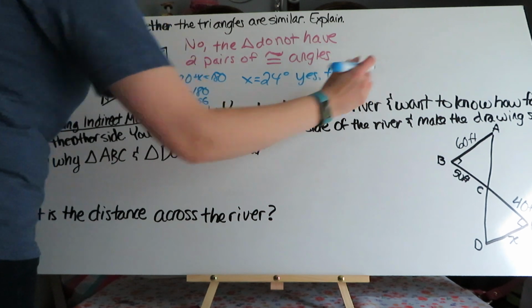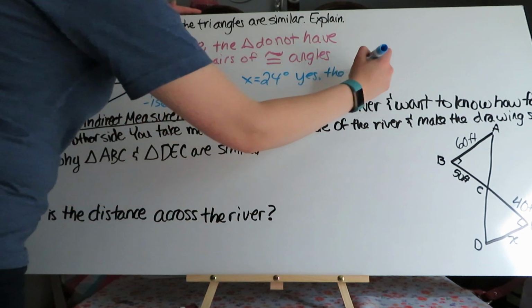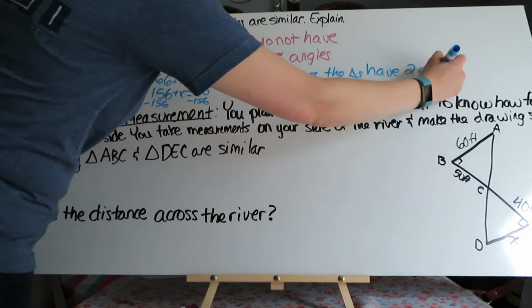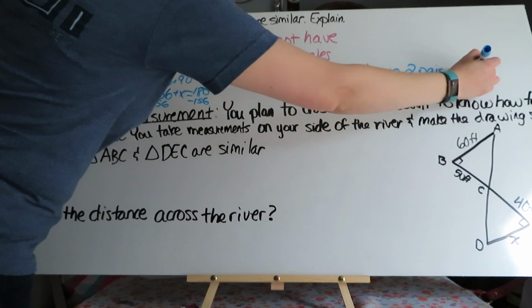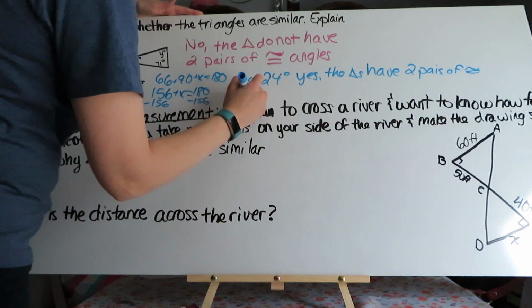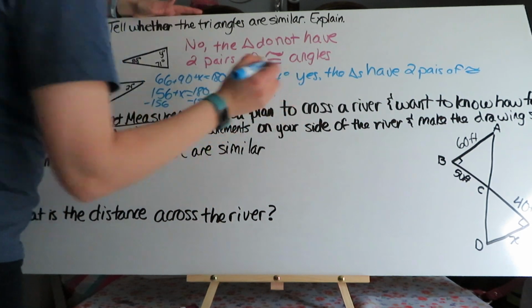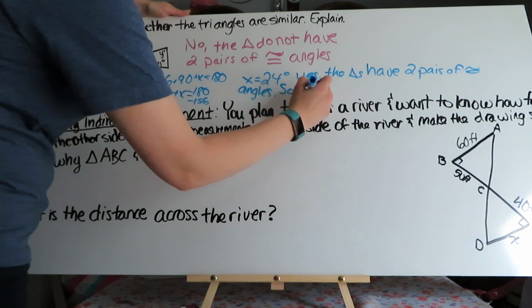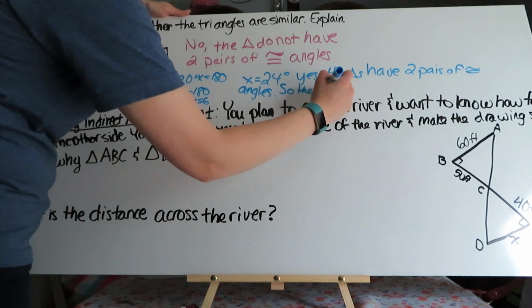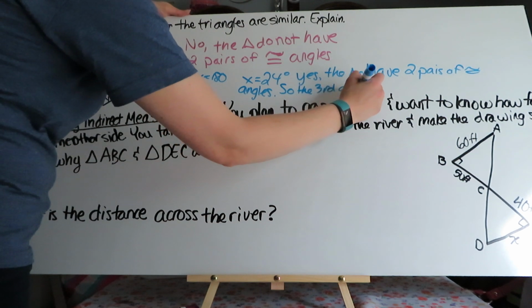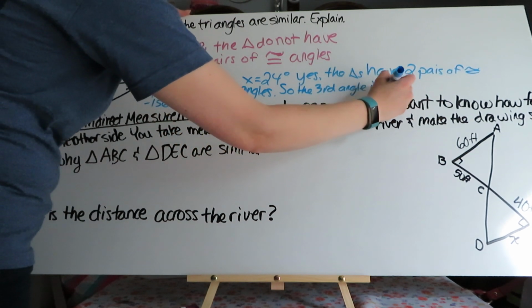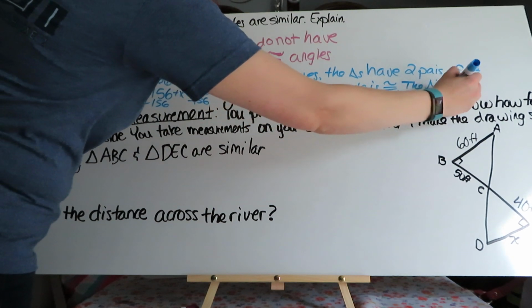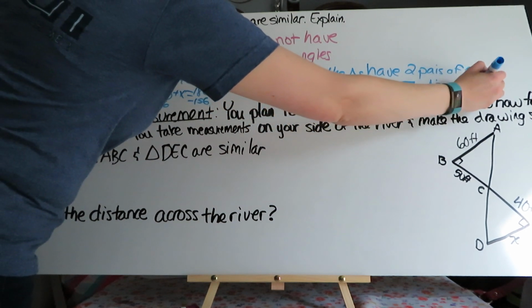the triangles have two pairs of congruent angles, so the third angle is congruent. The triangles are similar.